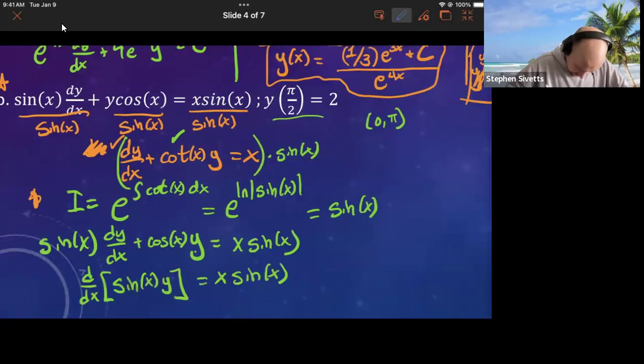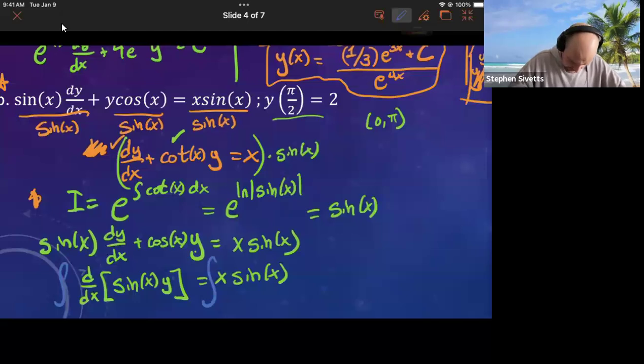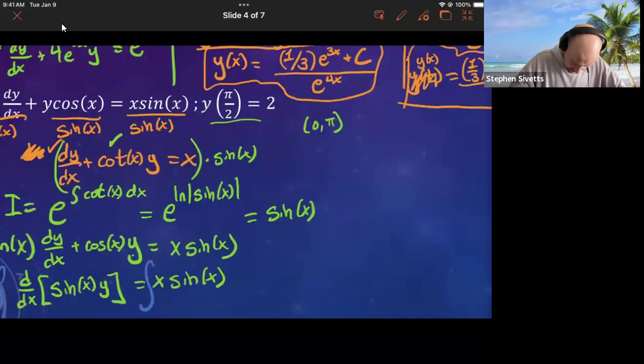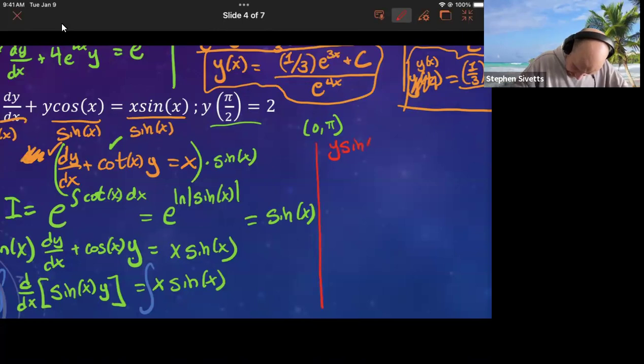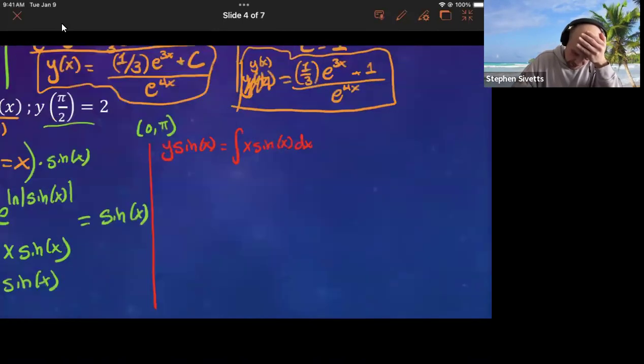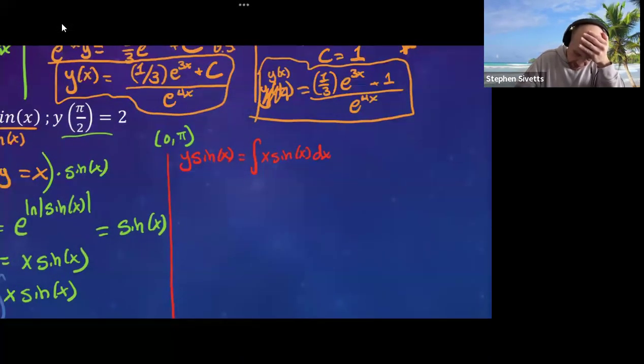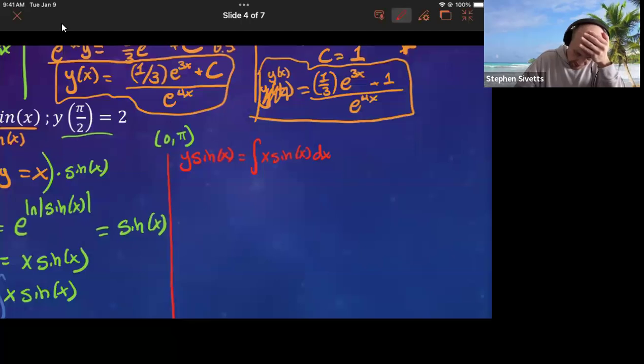Next, if we integrate both sides, what this turns out is that we'll have y times sine of x itself on the left-hand side, and this equals the integral of x times sine of x dx. Okay. Now, the right-hand side, we're going to use integration by parts, right? So use integration by parts here.